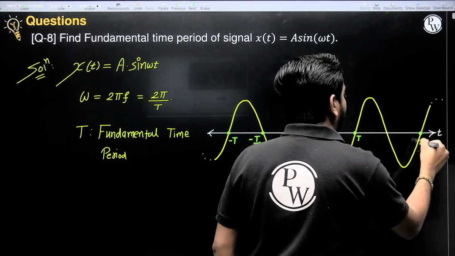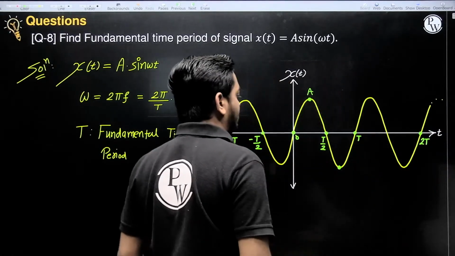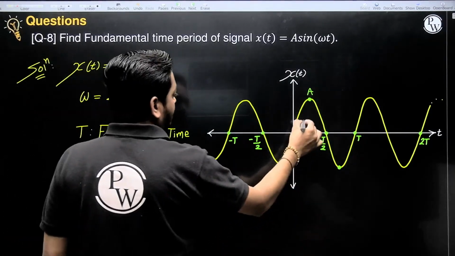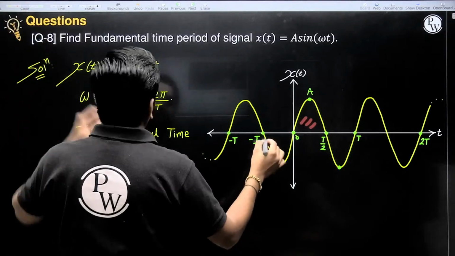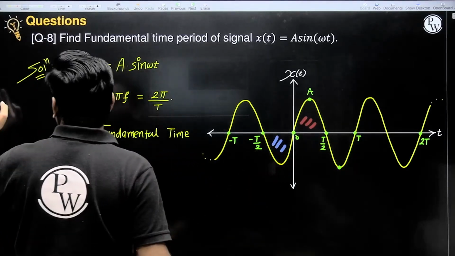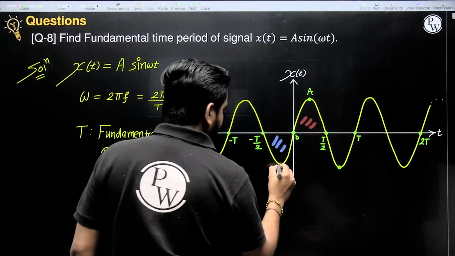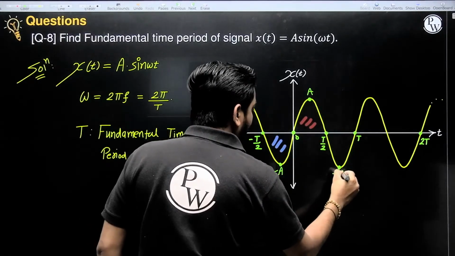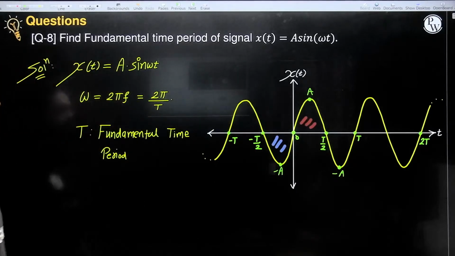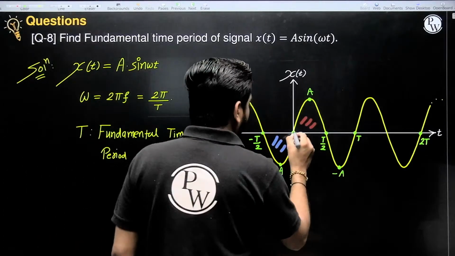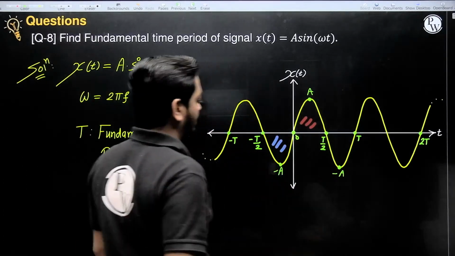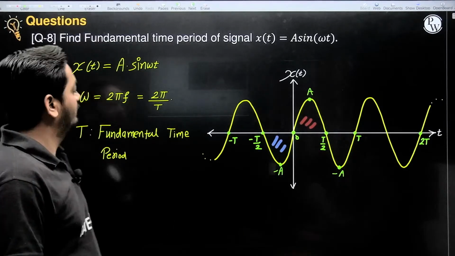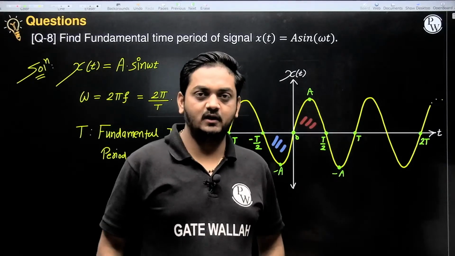This should be 2T. So this is known as what? Positive half cycle. This is the negative half cycle. Amplitude is minus A here, right? Clear? Is it clear? Fine.